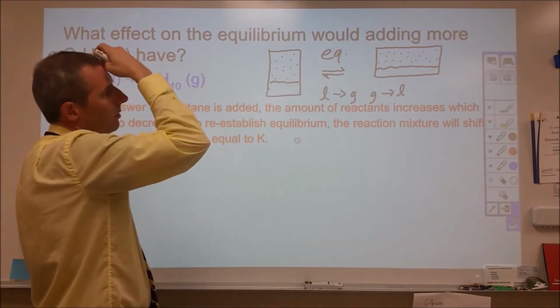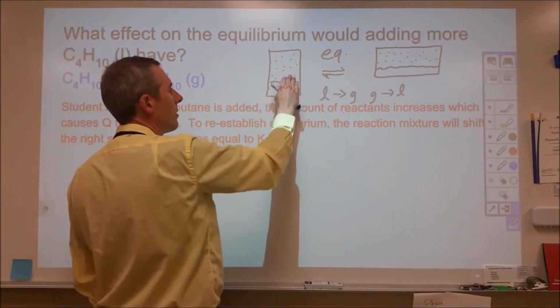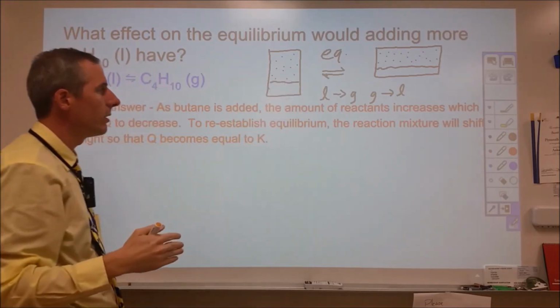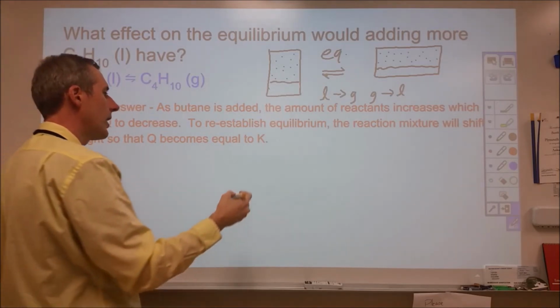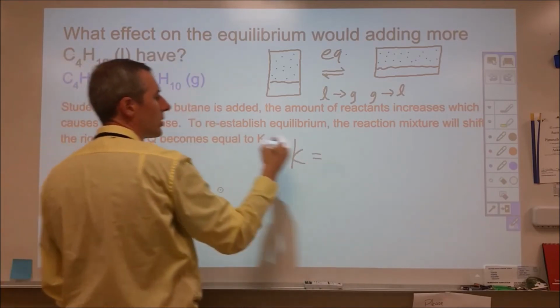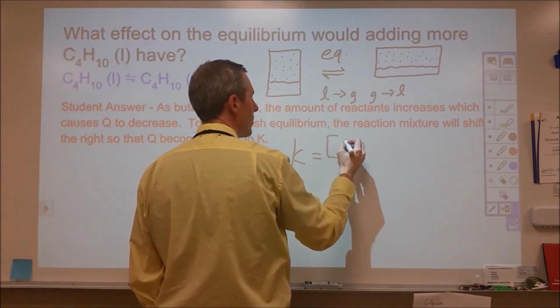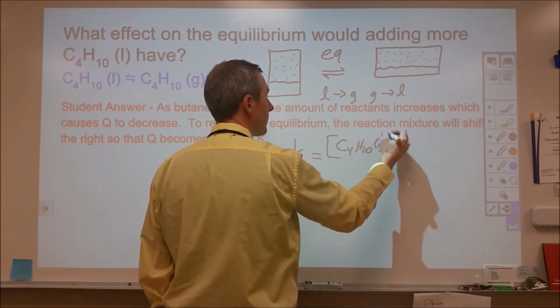Now, as this is going on, obviously if we were to change the temperature, that would affect the rates of these. But adding the liquid doesn't change anything about how those rates will occur. Now the way we state that, when we look at the equilibrium expression for this, is that it would just be equal to the concentration or the pressure of the butane in the gaseous state.